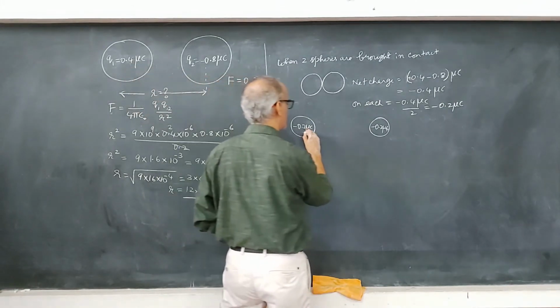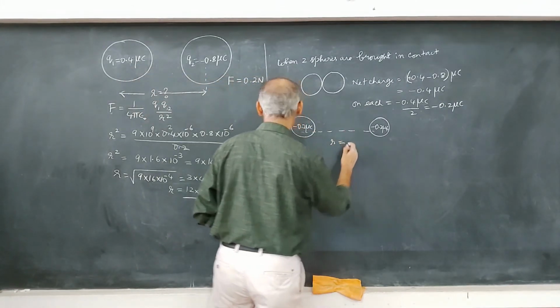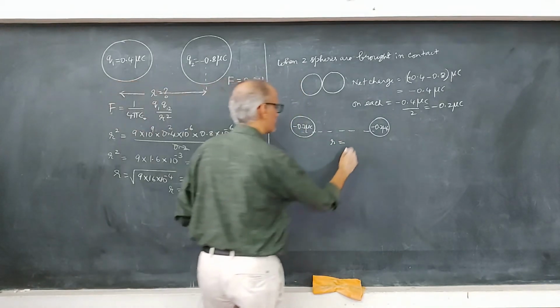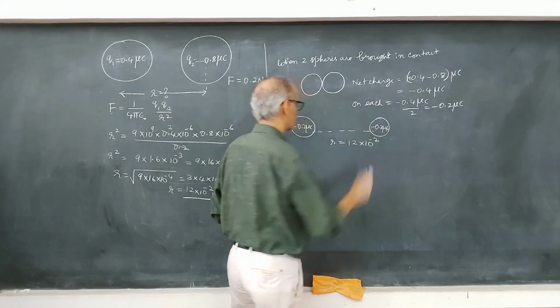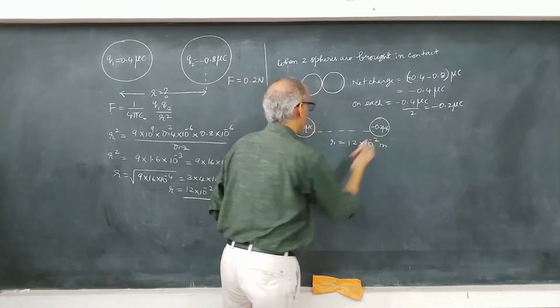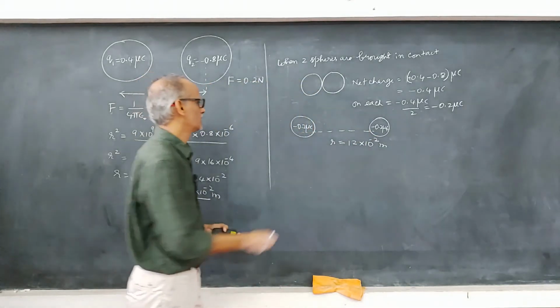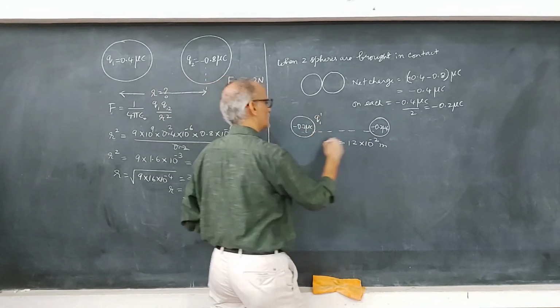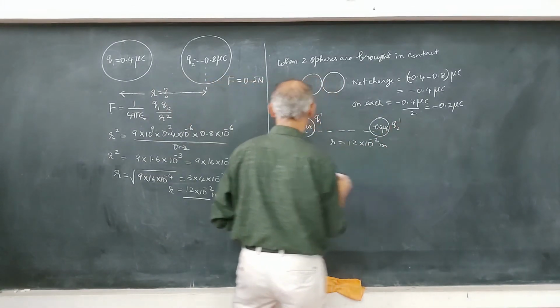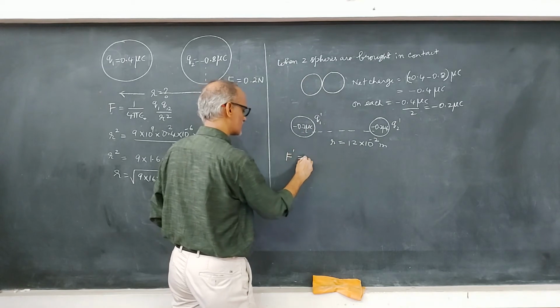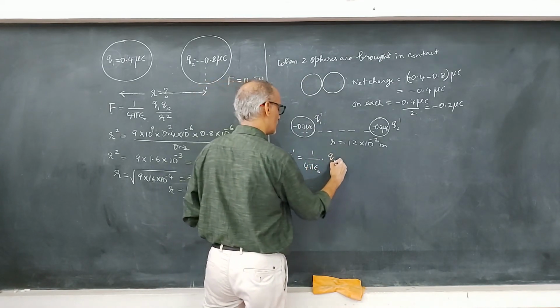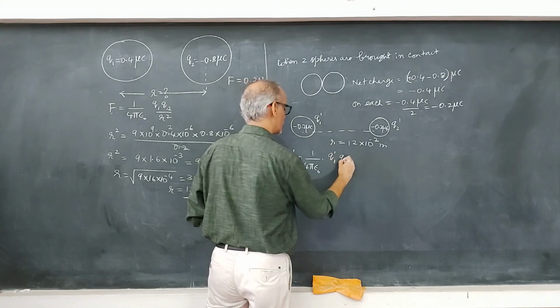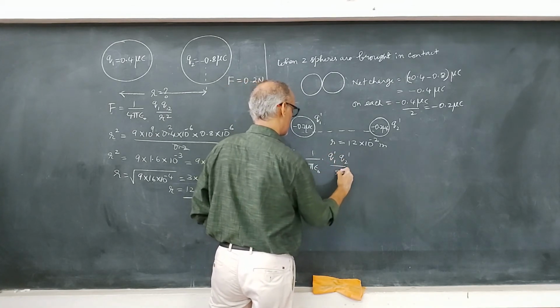And now they are separated by the same distance. What is the distance here? 12 into 10 to the power minus 2 meters. And now we have to find the new force. Let this new charge be Q1 dash, this be Q2 dash. Therefore, the new force, which I'll write F dash, is equal to 1 by 4 pi epsilon naught Q1 dash into Q2 dash by R square.